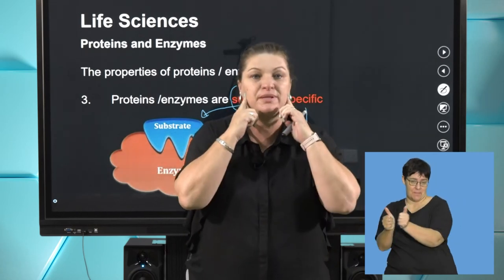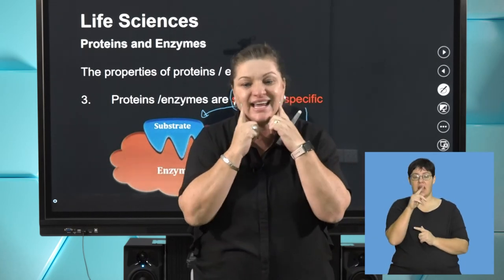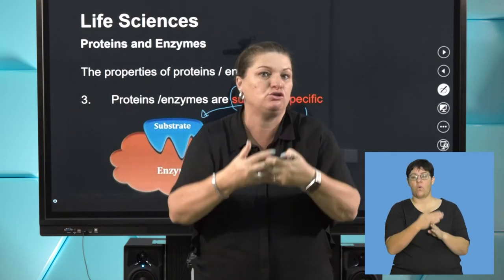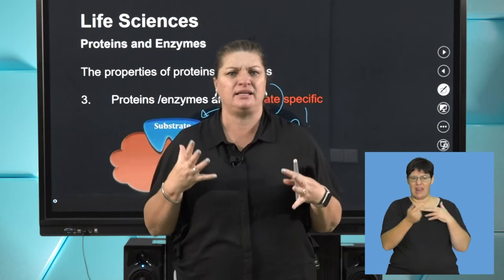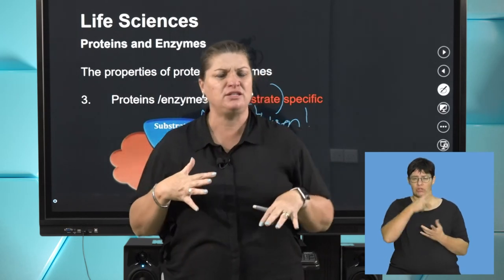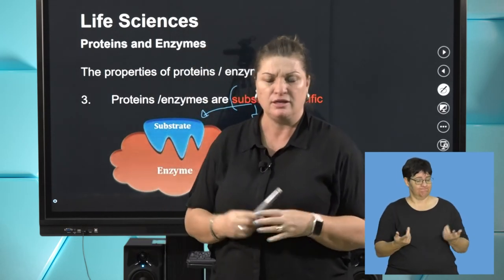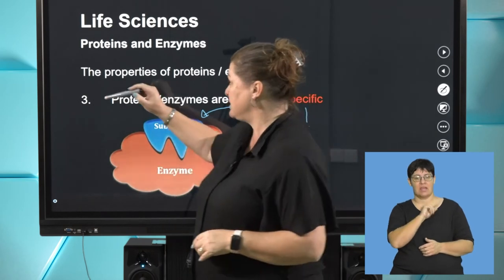For example, in your mouth, salivary amylase will only work on starch. It can't just work on anything. If you put proteins or fats in your mouth, it's not going to do anything. So that is what substrate specific is.